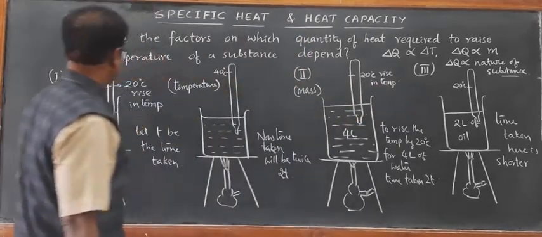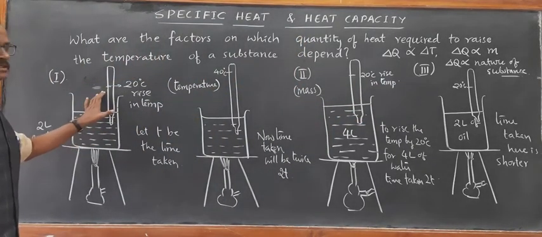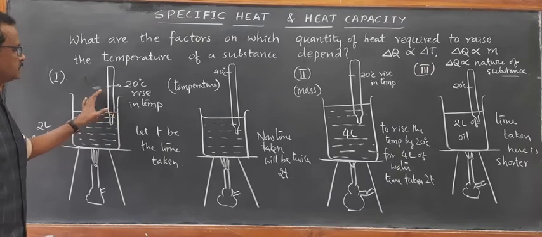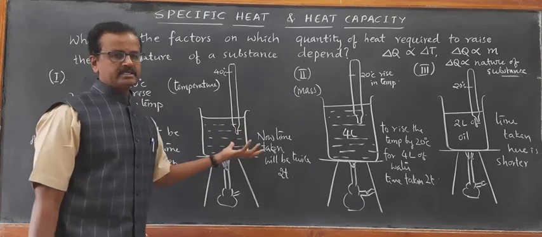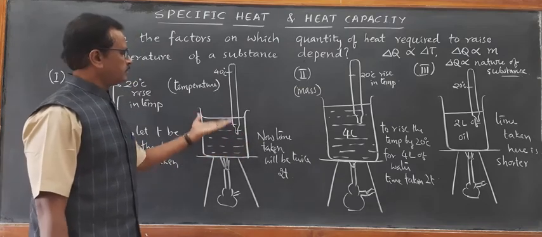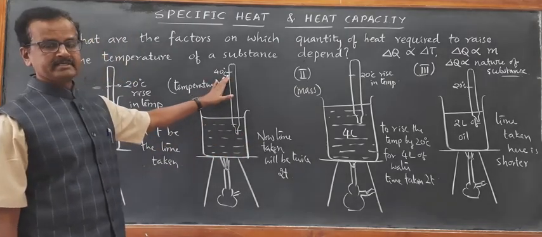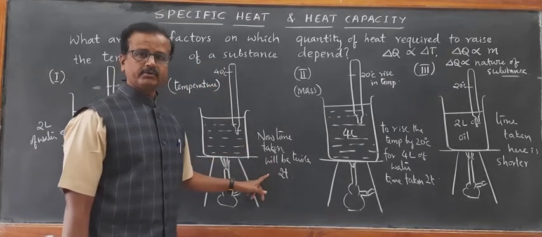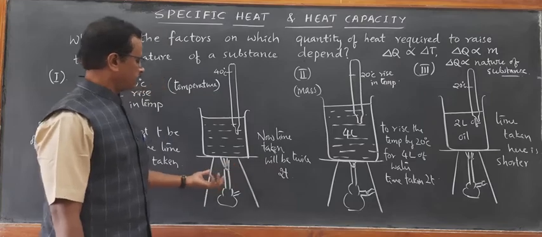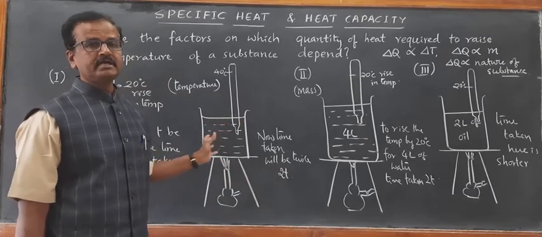In the first case, 2 liters of water is raised by 20 degrees Celsius. Time is noted down, that will be T. Same 2 liters of water, another sample, when the temperature is now raised by 40 degrees Celsius, 2 times, the time taken will be double, twice. So here it requires 2 times the heat supply.